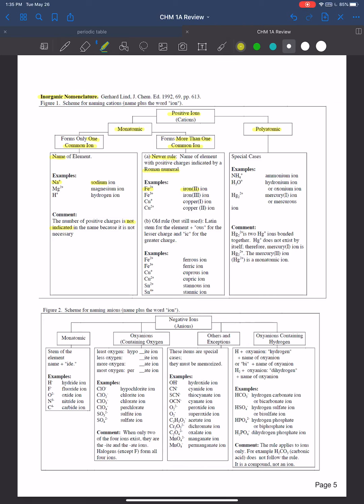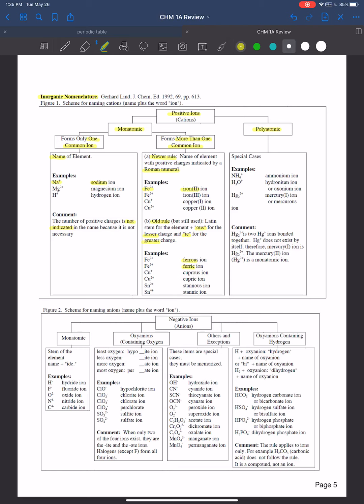Now, some of you may be familiar with the older rule, where you have the Latin stem for the element plus -ous or -ic: -ous for the lesser charge, -ic for the greater charge. For example, Fe2+ is ferrous, and Fe3+ is ferric. Like I said, that's less common in this day and age, but if you do see that in older literature, then -ous and -ic stand for the charge of that particular cation.